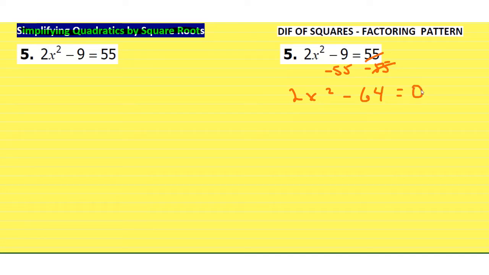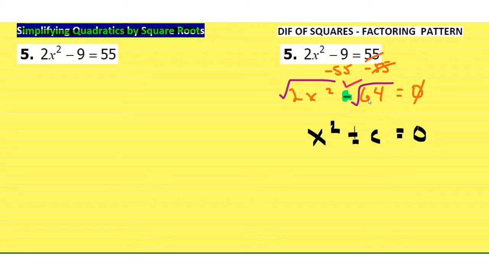The first thing that I do notice is that it does fit this pattern where I have x squared plus or minus some constant number equal to 0. It only has two terms, it has no plain old x term, and then I can consider first, can I take the square root of 2x squared? Can I take the square root of the 64? And is it a difference? That is true. It is actually a difference between two numbers.